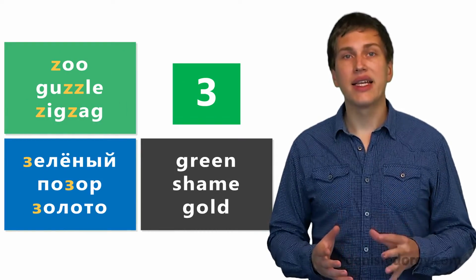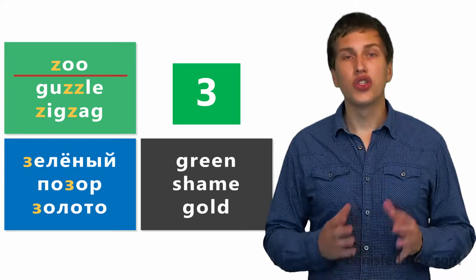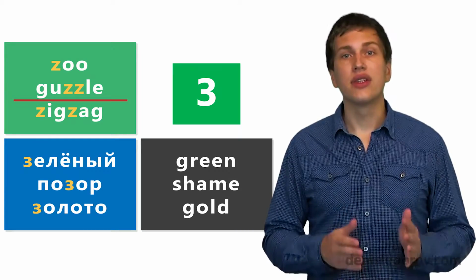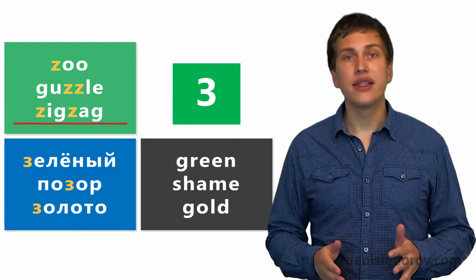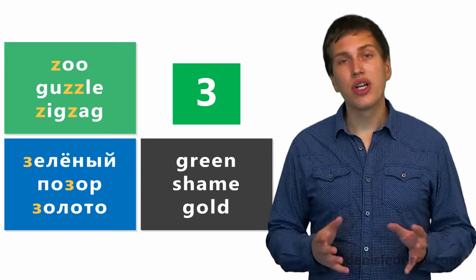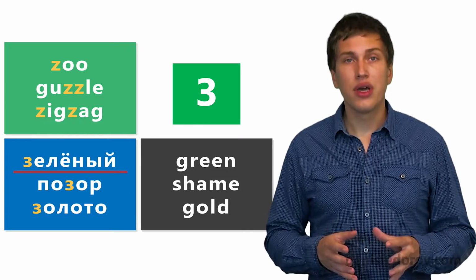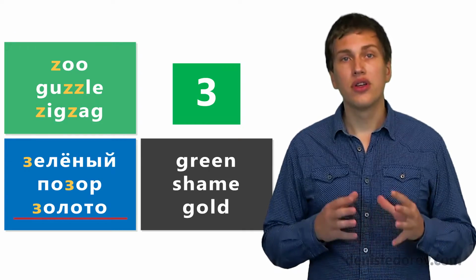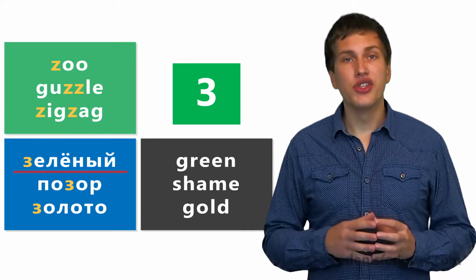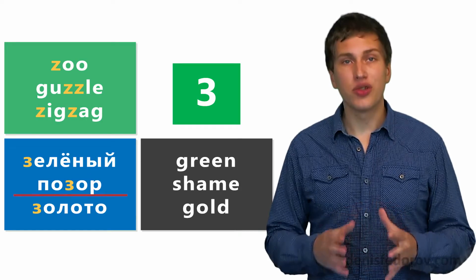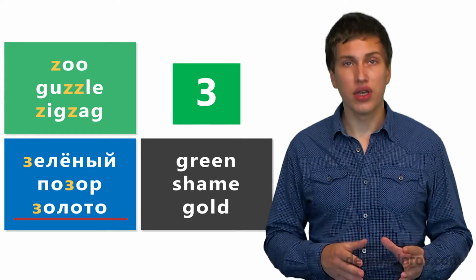It sounds as Z in zoo, Z in guzzle, Z in zigzag. The Russian examples for Z are зеленый, позор, золото.